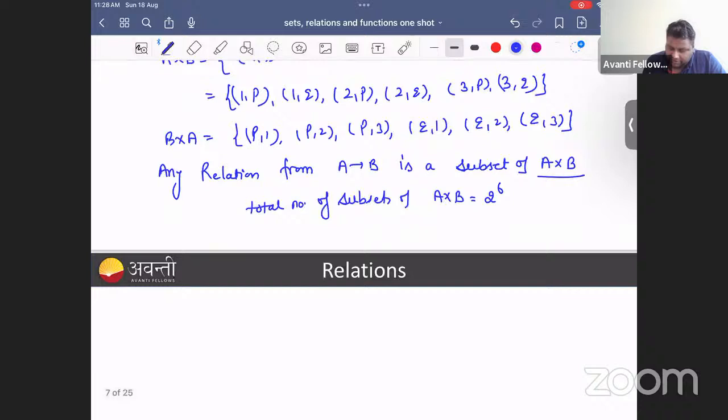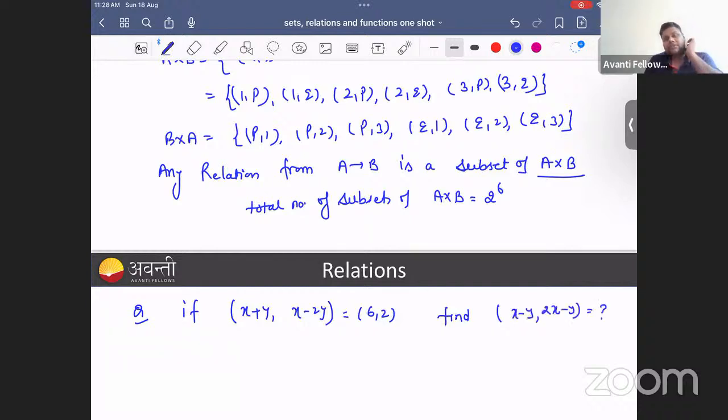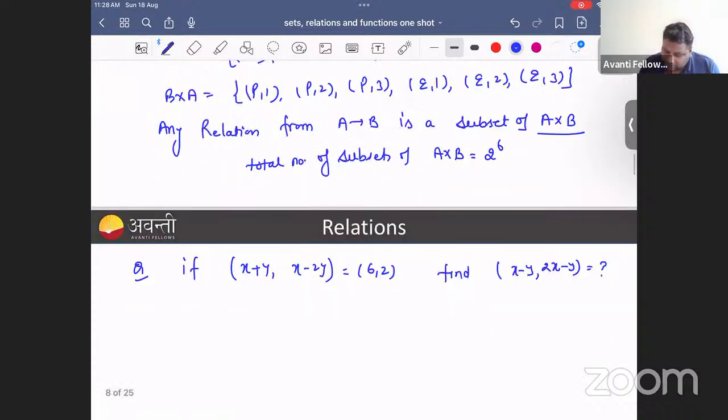Now, one simple question we will do first for the ordered pair. If (x plus y, x minus 2y) is some ordered pair and they are mentioning it as (6, 2), then find the value of x minus y and 2x minus y. So first of all, what do we do? See, these two ordered pairs, from the point of view of coordinate geometry, signify a particular point in the Cartesian plane.